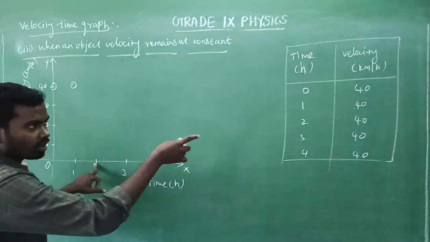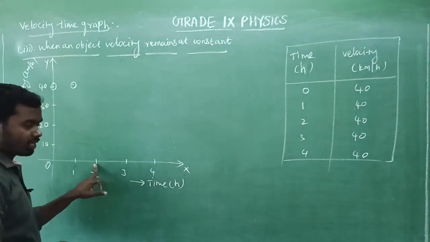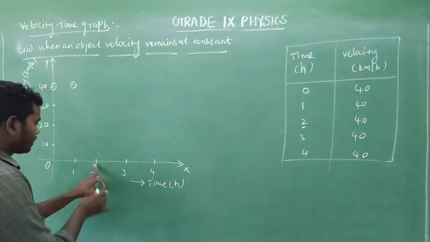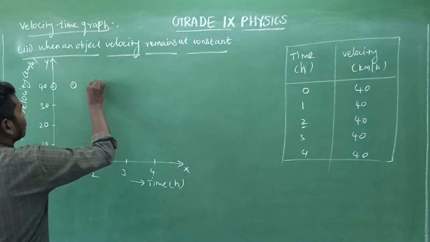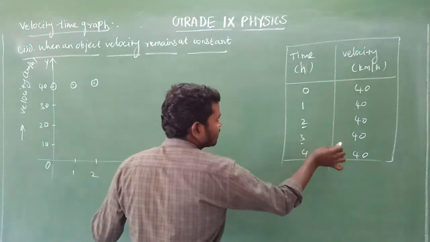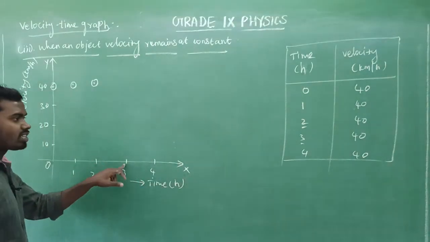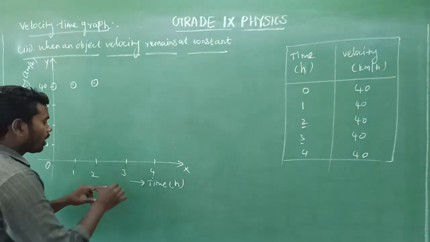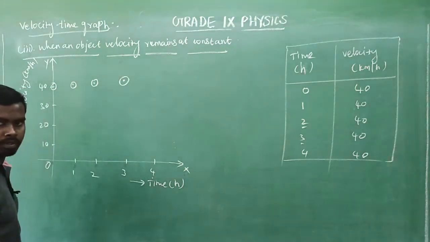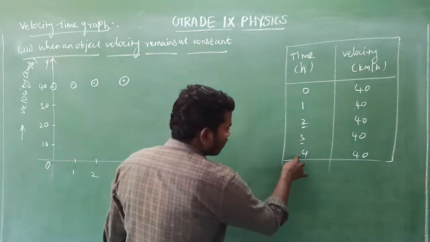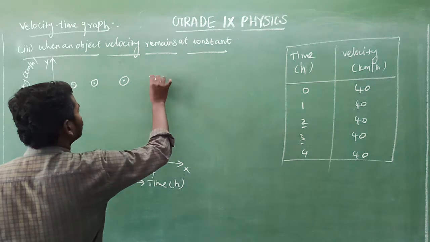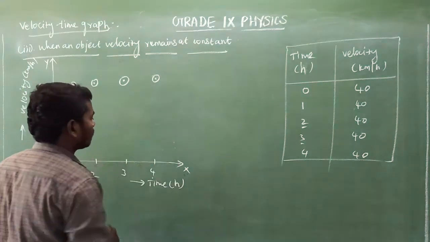Next 1 hour, what is the velocity of the object? The same 40 km per hour. Even the next 1 hour, which means the third one, what is the velocity of the object? The same 40 km per hour. Mark it like this, 40 km per hour. Am I right? In the last 1 hour, what is the velocity of the object? Yes, the same 40 km per hour. There is no doubt.